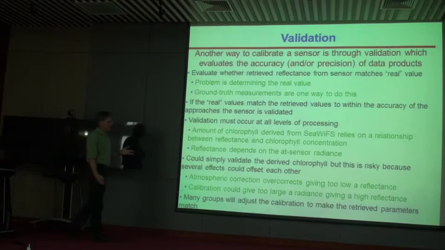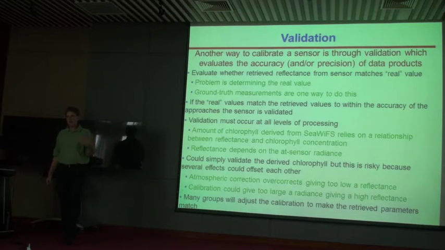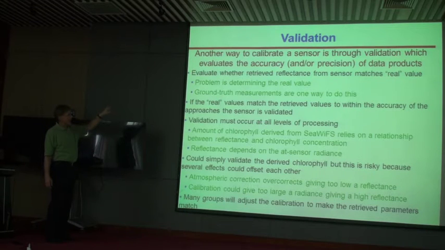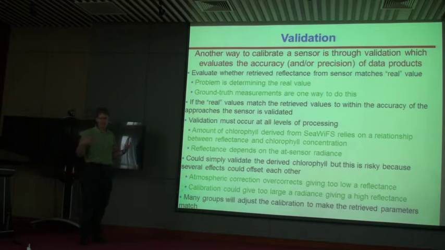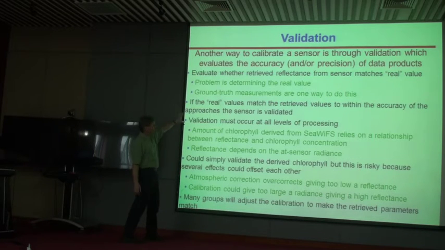So I've used this term validation a couple of times. There are many people who say you can never validate. I'm not one of them. I don't mind. This is a fine term to me. Another way you can calibrate is through validation, by looking at the accuracy and the precision of the data product. You can look at retrieved reflectances and see if they match the real values, which you can compare to the measurements. If we're within the accuracies, that's validated. So you know what the uncertainties are for one, you know the uncertainties for the other. You combine them, compare them, and if they all agree within those uncertainties, everybody's happy.